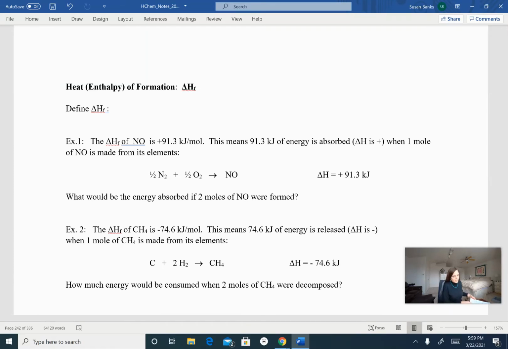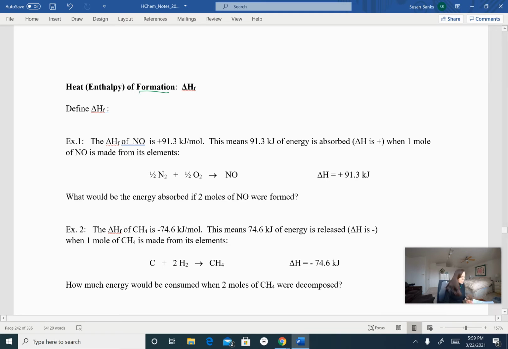All right, Honors Chem, not Gen Chem, Honors Chem. We are going to continue on with our discussion of enthalpy, and we're going to talk about enthalpy of formation. So formation means making something. So this is the heat or the energy that it takes to make something.